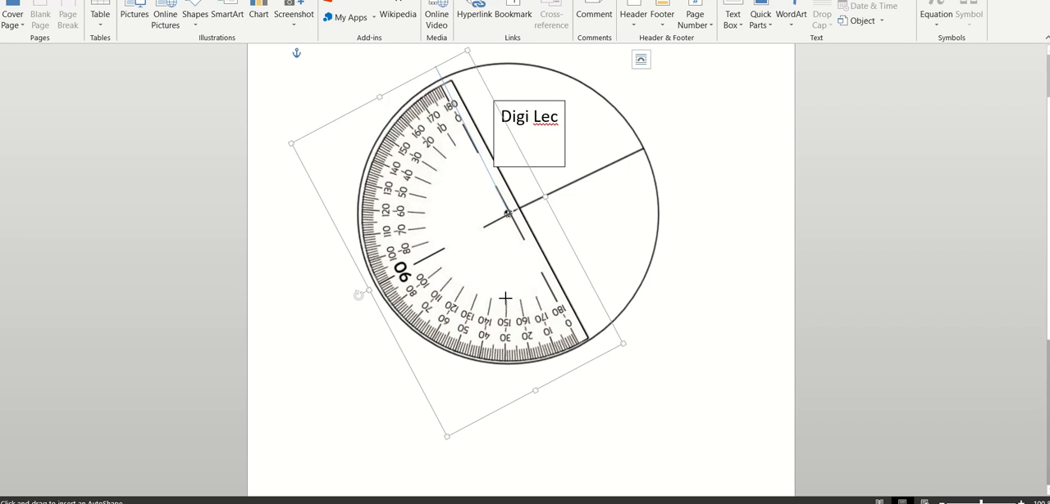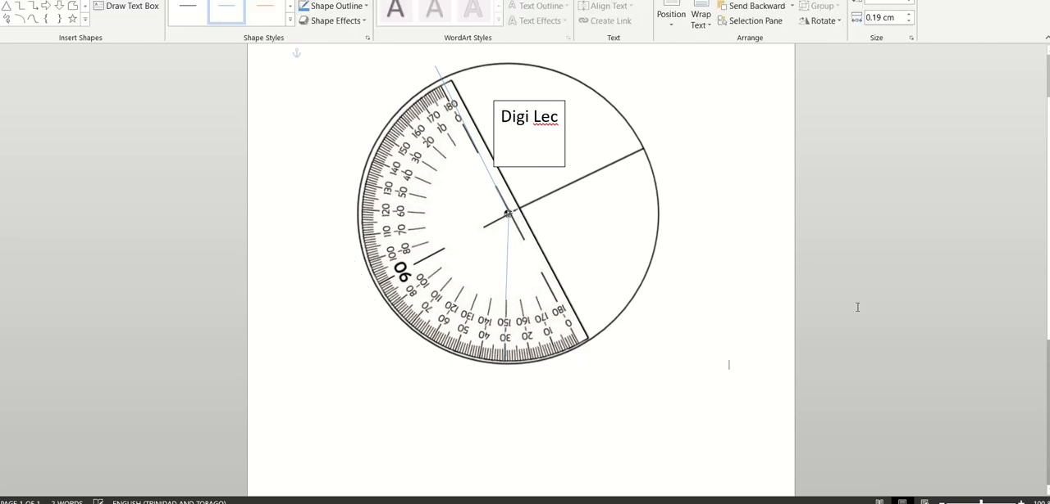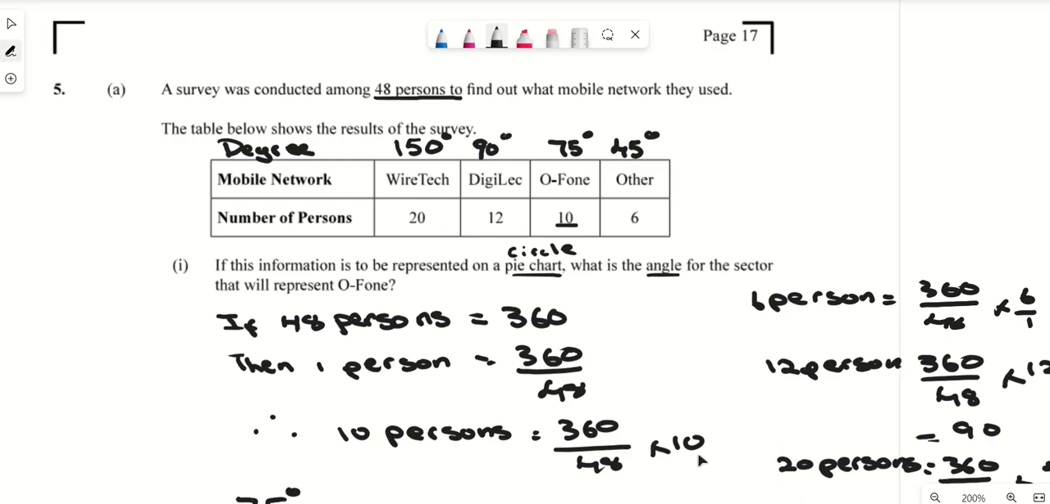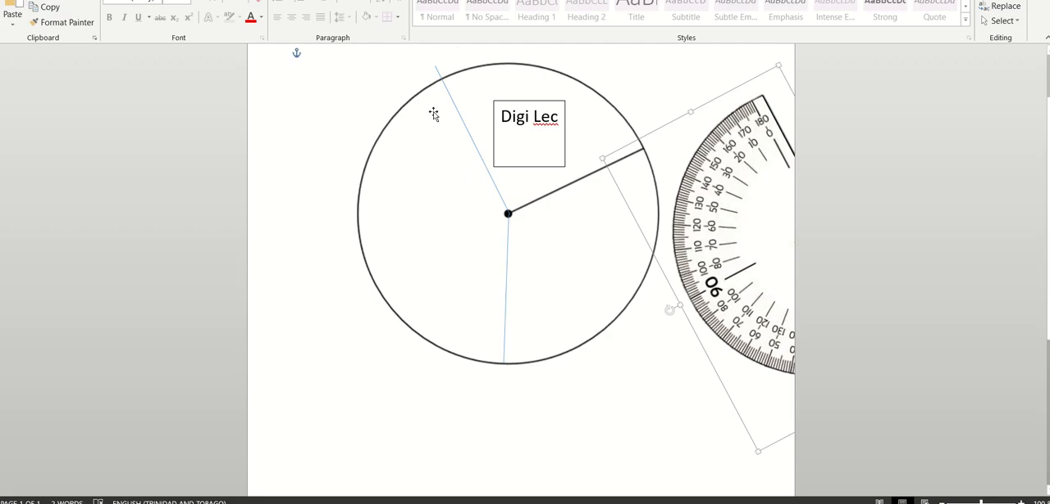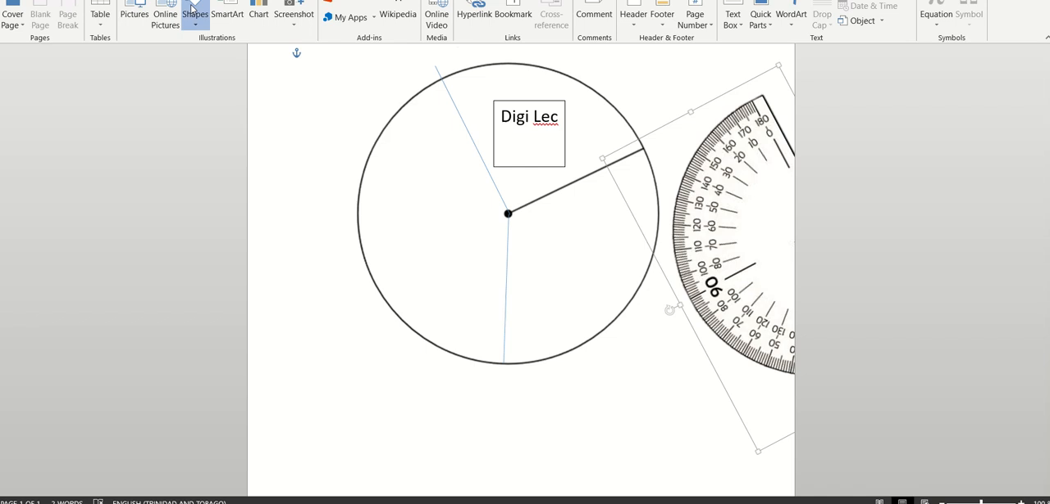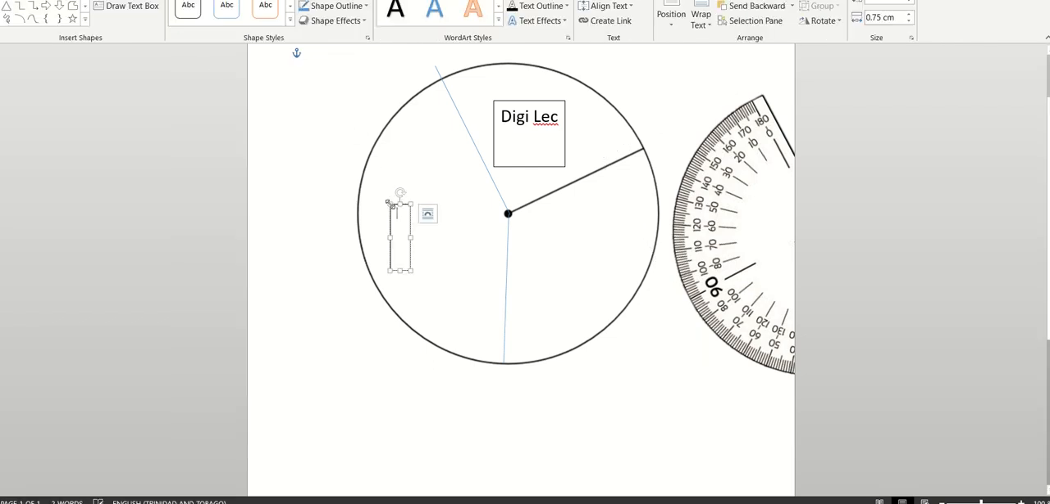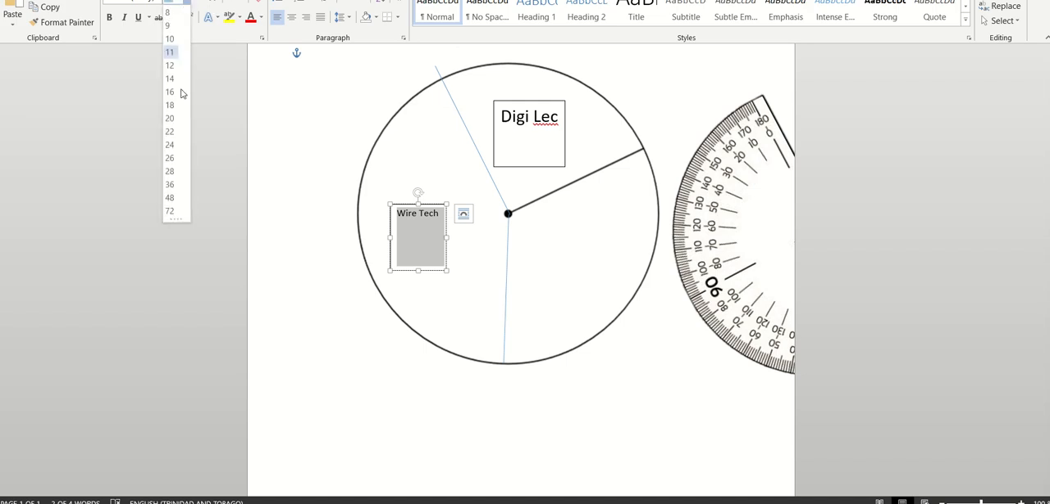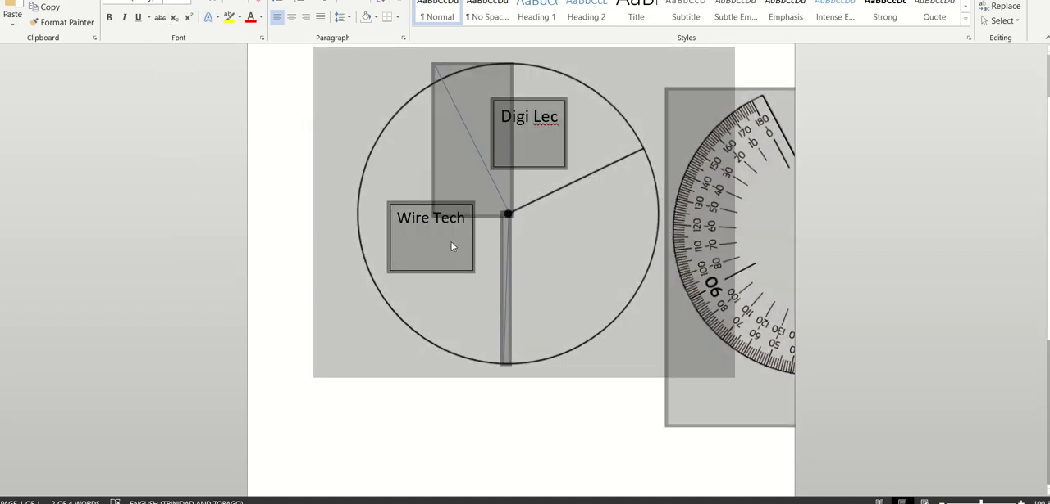So let's just draw the line. I'm going to start at here. Then you're going to draw the line straight to the center here. Right, so this angle right here is 150, and we know 150 stands for Wire Tech. So you're going to just label it, insert. This here is Wire Tech. Right? You can make it a little bit bigger if you want. Right, that's Wire Tech.